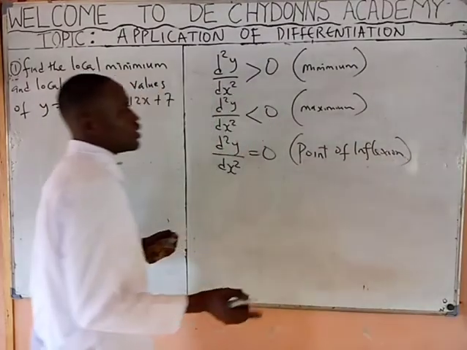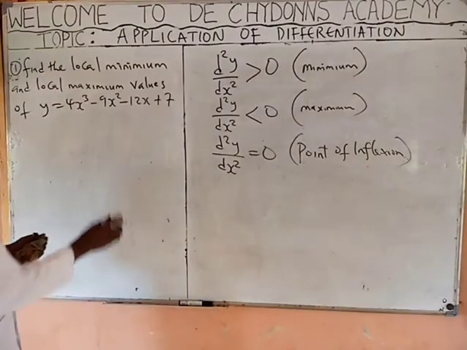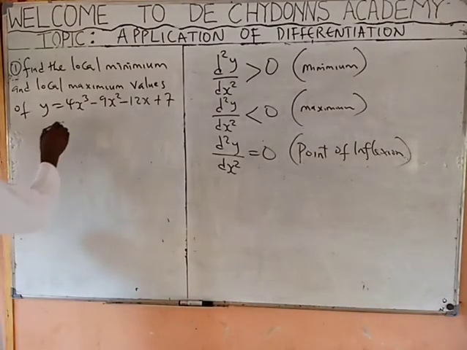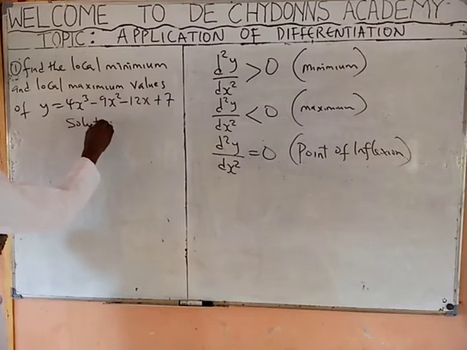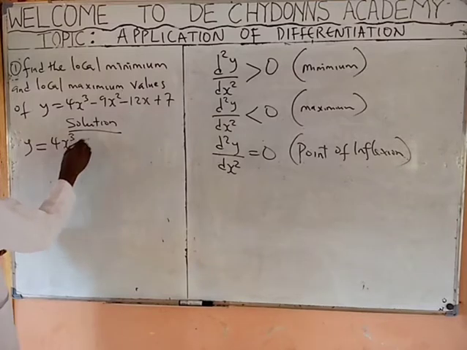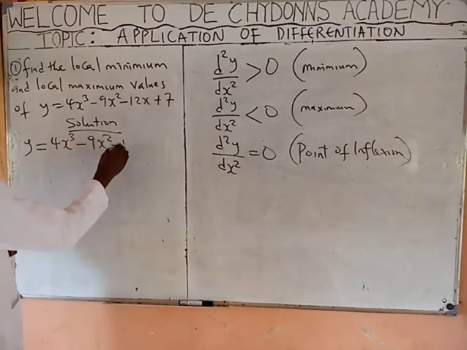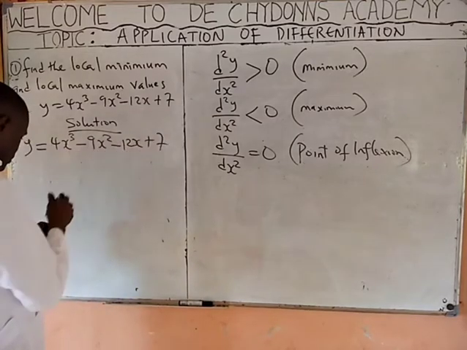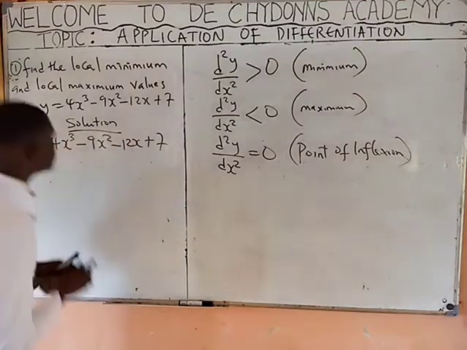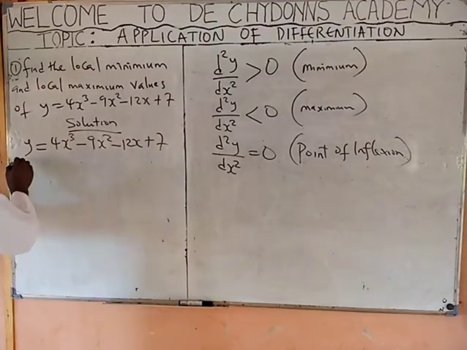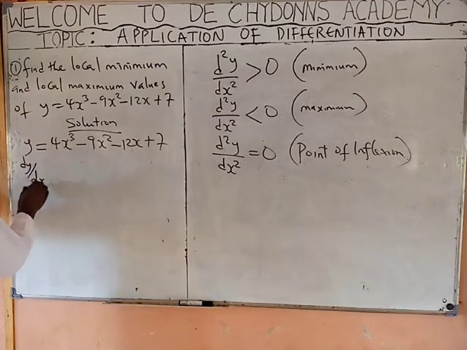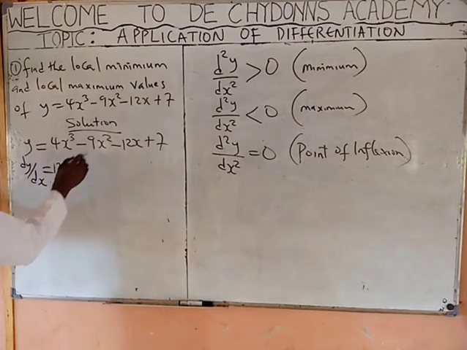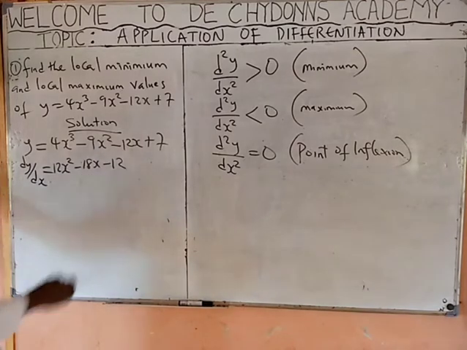So with this, let's see what to do in this question. First thing, write the function: y equals 4x cubed minus 9x squared minus 12x plus 7. Now differentiate the function. That will give you, power times coefficient, 12x squared minus 18x minus 12.